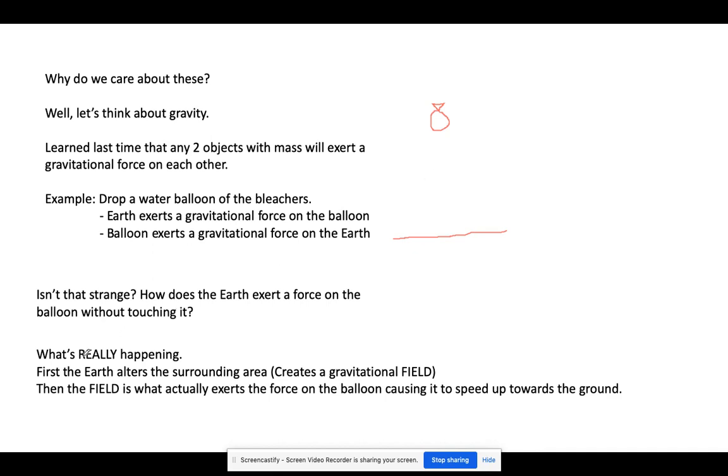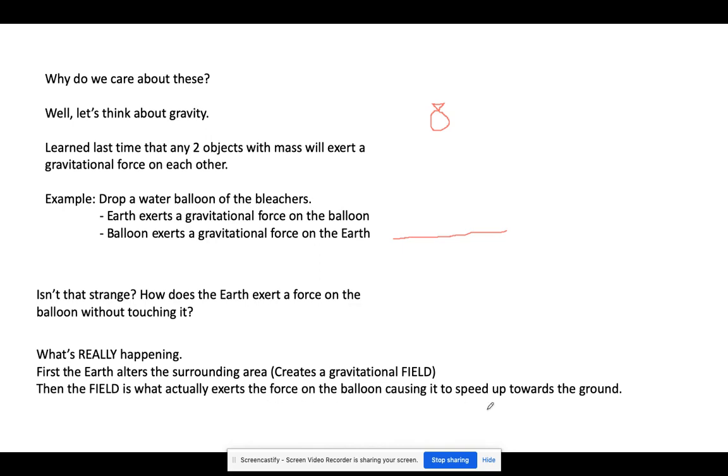What's really happening is first the Earth is going to alter the space around it, or the area around it, the air that you can touch and feel. The Earth is altering that space. It's changing what the space is like around it. What it does is it creates a gravitational field. There's that word field, which is why we were just talking about a vector field. So the Earth makes a gravitational field, and then the gravitational field is what actually exerts a force on the balloon, causing it to speed up towards the ground.